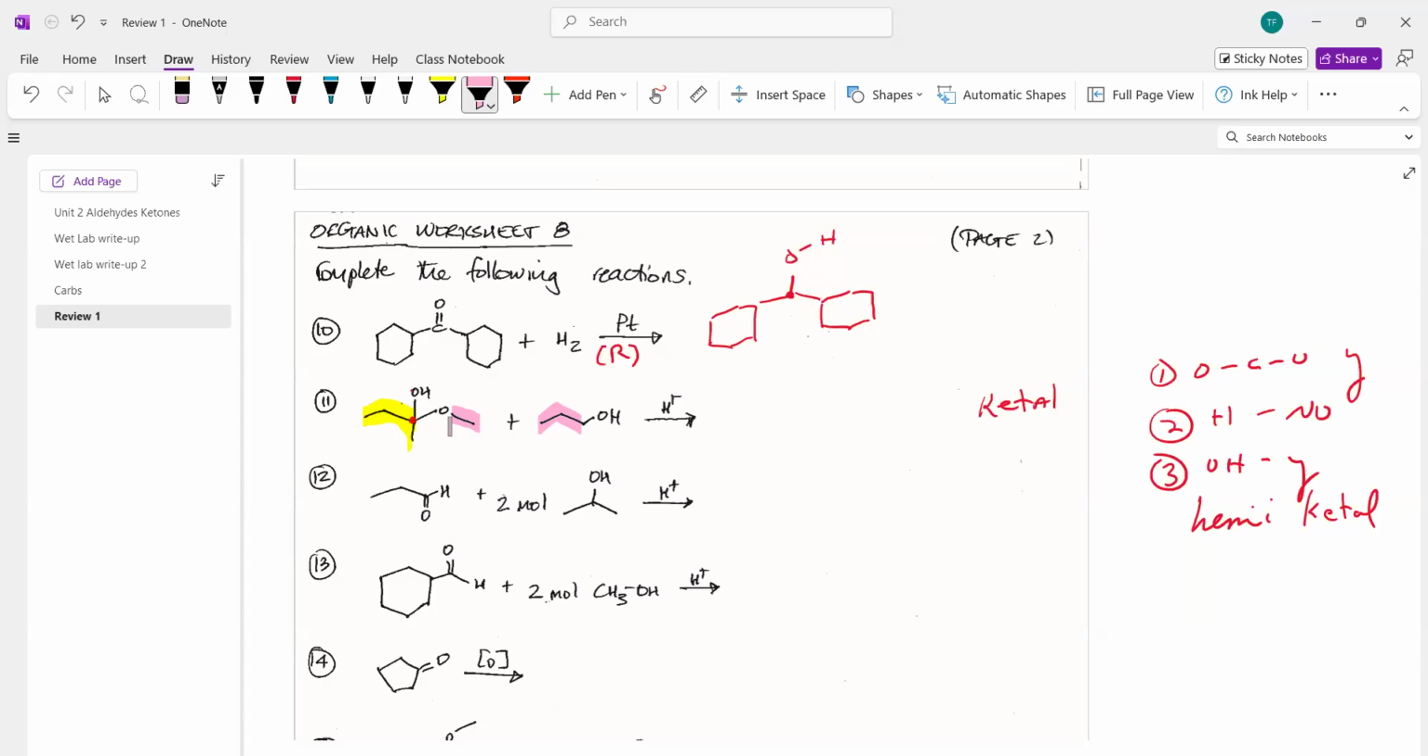In this case, in fact, I think I'm going to change this. Let's change this so that it's the same alcohol now. Okay, so we've got a hemiketal over here, and when we add an alcohol to a hemiketal, it goes to a full-blown ketal. Okay, and so the alcohol binds to the anomeric carbon right there.